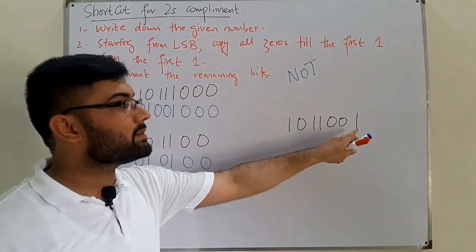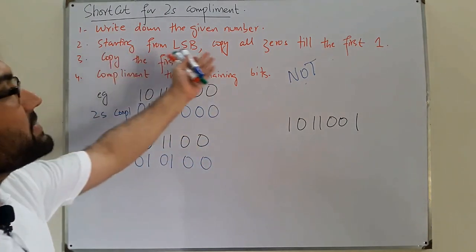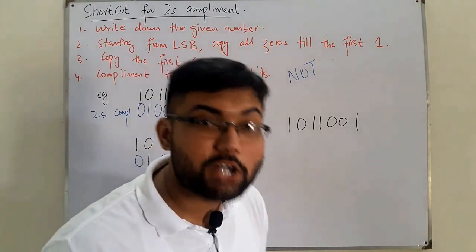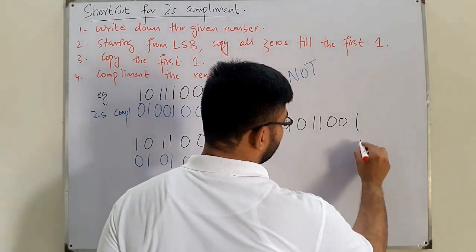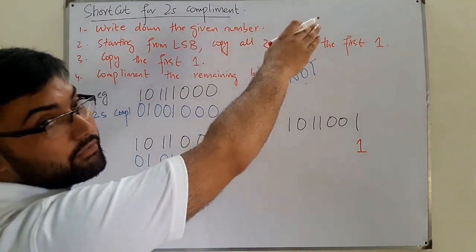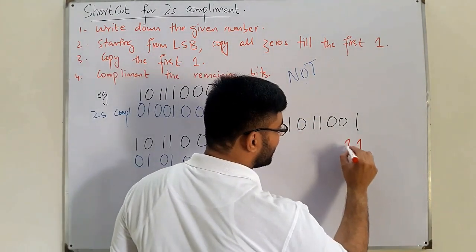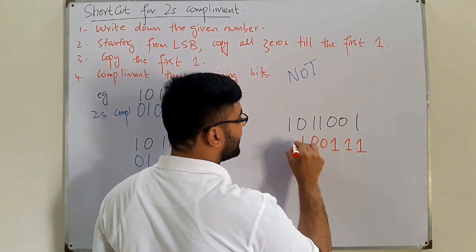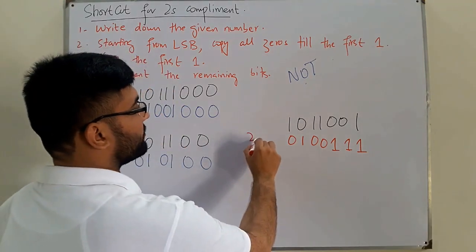The first bit is a 1, which means writing down the given number is done. Starting from the LSB, copy all the zeros till the first one. We don't have any zeros, so we have nothing to copy. You directly copy the first 1. We directly came to step number 3. Step number 2 finishes, all right? And complement the remaining bits. So complement them, all right? 100110. So this is its 2's complement form.